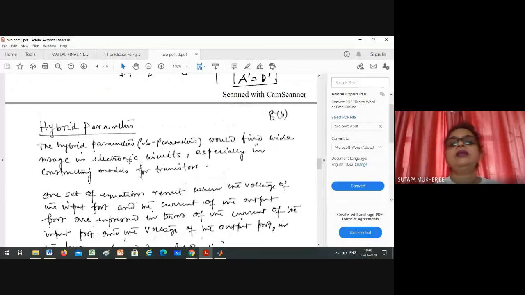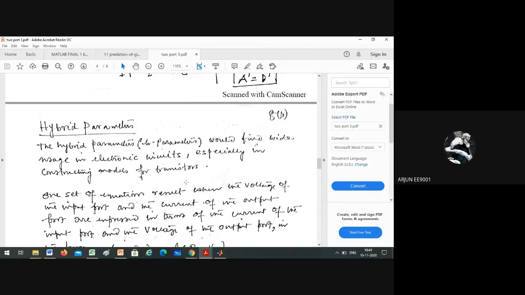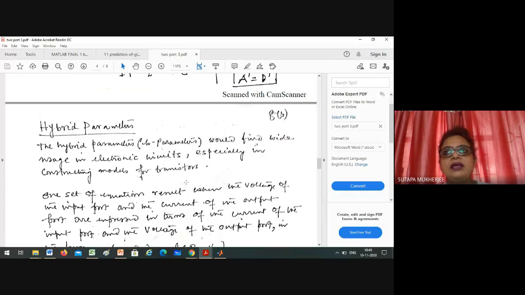Similarly, as with the other parameters, there will be a relationship between the left hand side and right hand side functions. So come to hybrid parameters. The hybrid parameters, called H parameters, find wide uses in electronic circuits, especially in constructing models for transistors. Do you remember the transistor? Have you studied it in the first year? Basic electronics? Have you studied it in higher secondary, I mean class 12?